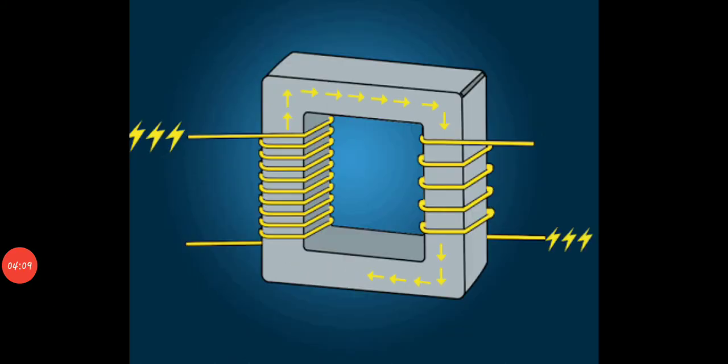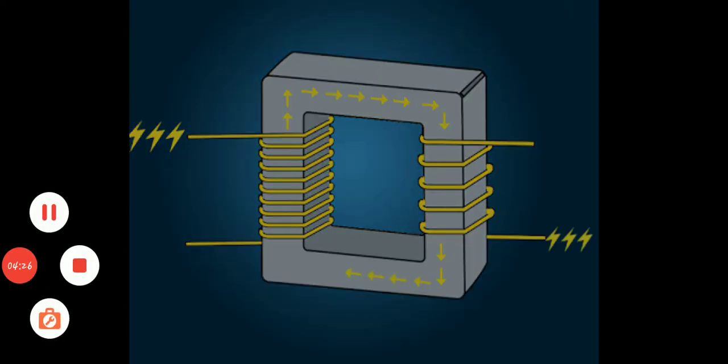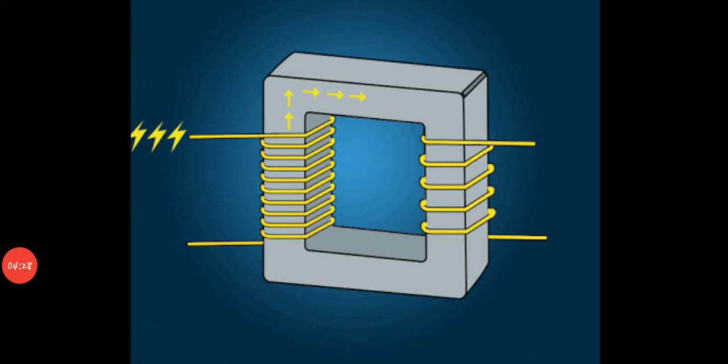So here we have seen the working of the transformer. Because of changing flux at the primary, a varying flux travels in the magnetic circuit of the transformer, and this is linked with the secondary of the transformer. So the EMF is induced in the secondary of the transformer.